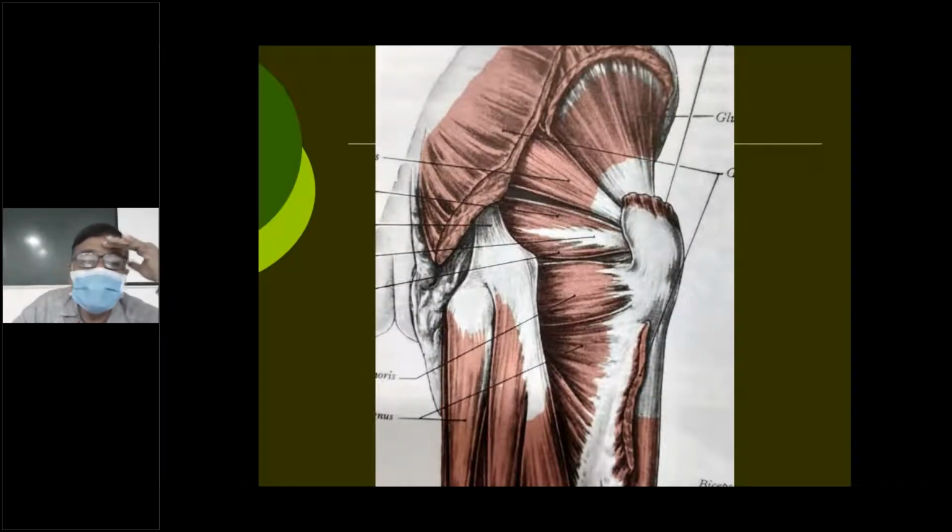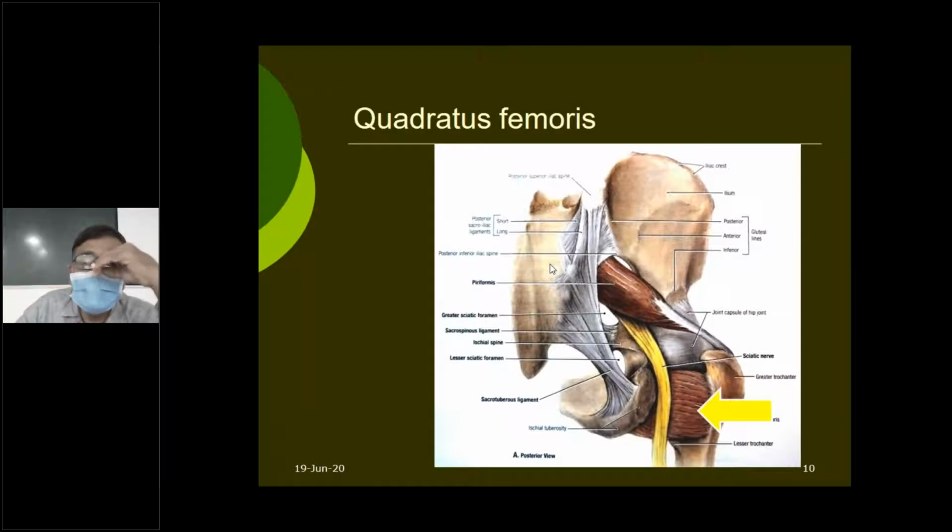Now, this is a beautiful picture again. You can see piriformis here, the superior gemellus, the obturator internus, the inferior gemellus, like that. Again, same picture, you can see the piriformis.